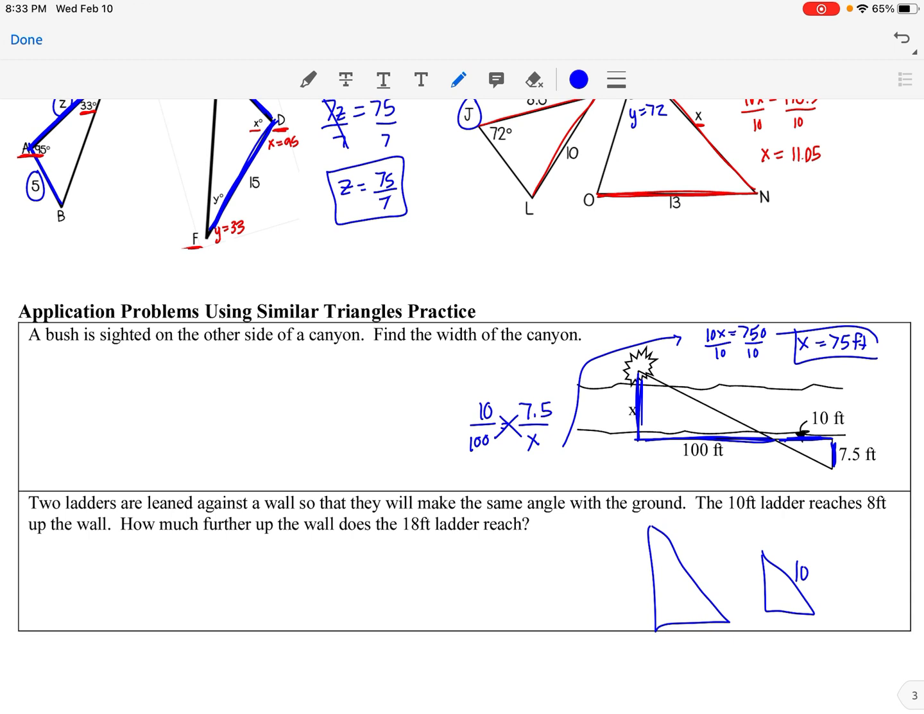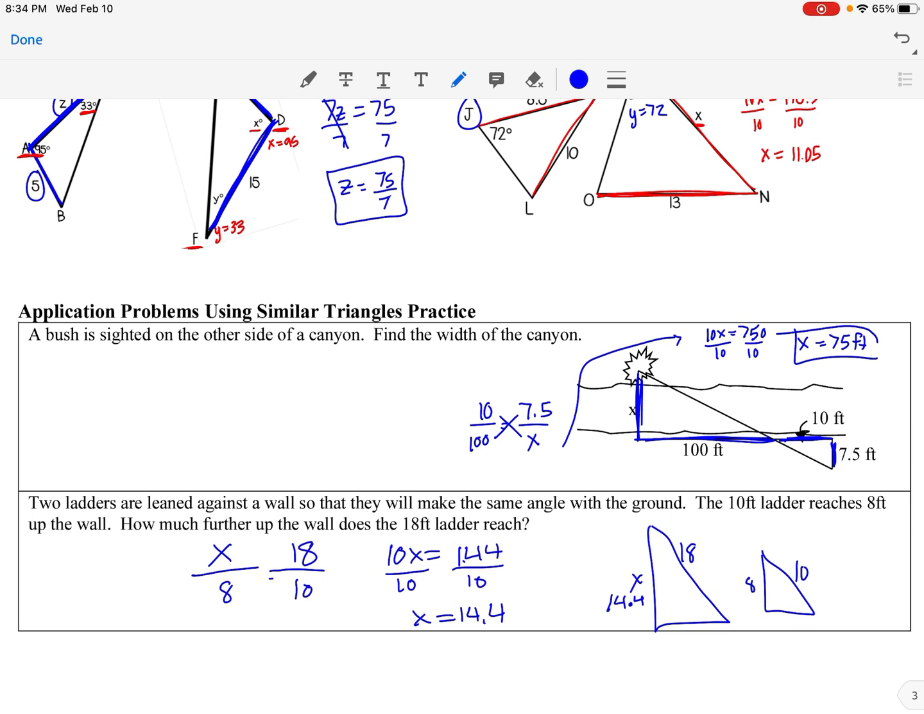So we have a shorter ladder, which is 10 feet, reaches 8 feet up the wall. We have a longer ladder, which is 18 feet, and we don't know how far it reaches up the wall. So that is what we have to set up. So here we go. X and 18 come from the same triangle, so I'll put those on top. X matches with 8, 18 matches with 10. So we cross multiply. 10x equals 144, divide by 10, x equals 14.4. Okay, so we know this side is 14.4.